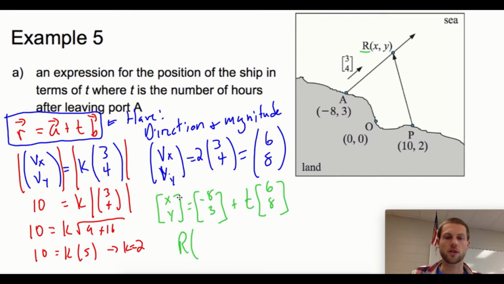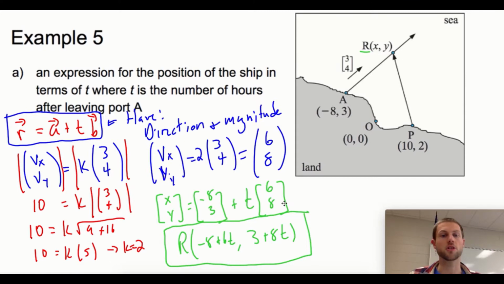So the position at r is going to be, let's smush all this together, my x component is going to be negative 8 plus 6t, and my y component will be 3 plus 8t. So all of that just to find my position at any time t. So if I said we are 3 hours in, I'm plugging in a 3 to these t's, and I can figure out just exactly how far away I am.